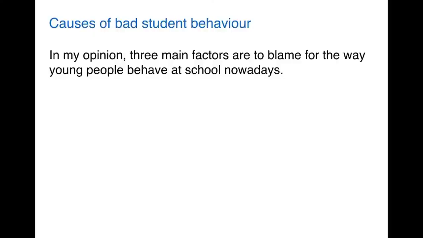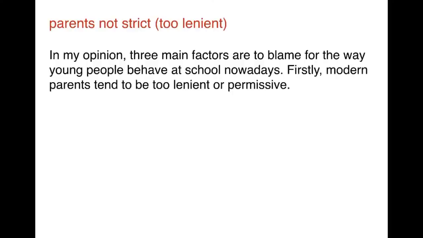The next point, and this will be our firstly point, was the parents not being strict enough. Here's what we wrote. Firstly, modern parents tend to be too lenient or permissive. Some good vocabulary in there. Modern parents, and then tend to be is they are usually too lenient, and I've added another word, permissive. They allow everything, they allow their children to do what they want. And we said we were going to say a bit more about the parents.